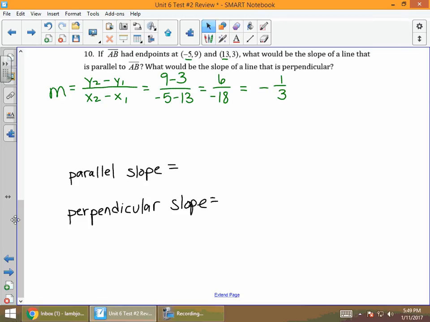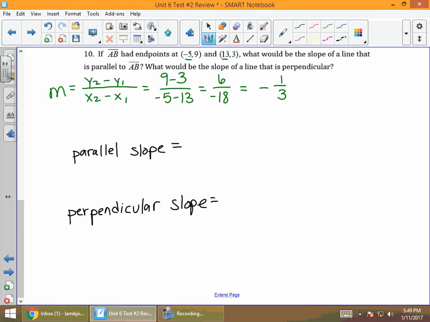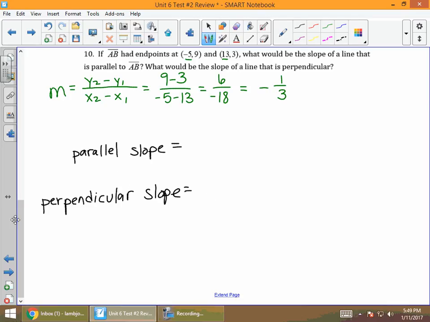So the question asks for two things. It says, what is the parallel slope, or the slope of a line that is parallel to this line? Parallel slopes have the same slope, so it would be negative 1/3. A perpendicular slope will be the opposite reciprocal, so the opposite of negative is positive, and the reciprocal of 1/3 is 3/1. So one of them has to be the same in order to be parallel. The other one is the opposite reciprocal.